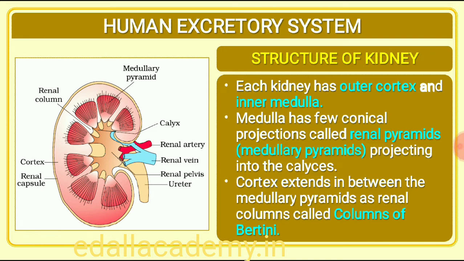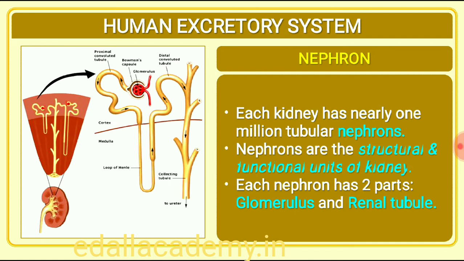Inside the kidney, there are two zones, an outer cortex and an inner medulla. The medulla is divided into a few conical masses, medullary pyramids, projecting into the calyces, singular calyx. The cortex extends in between the medullary pyramids as renal columns called columns of Bertini. Each kidney has nearly 1 million complex tubular structures called nephrons, which are the functional units.